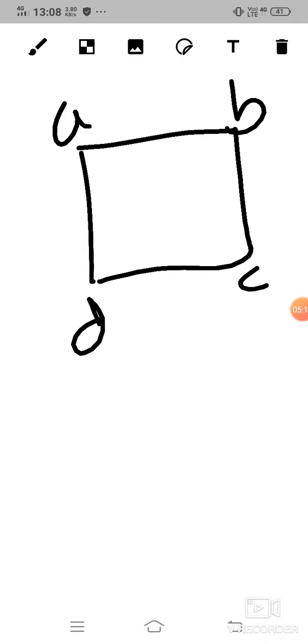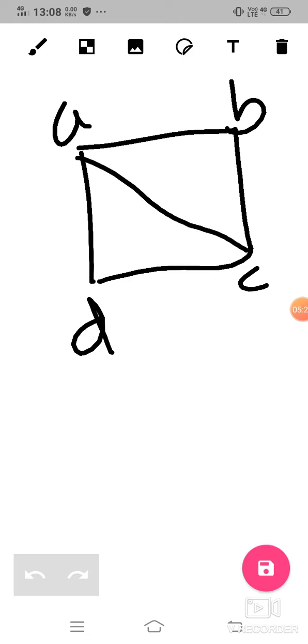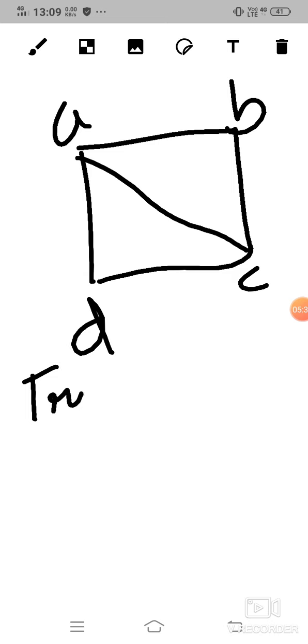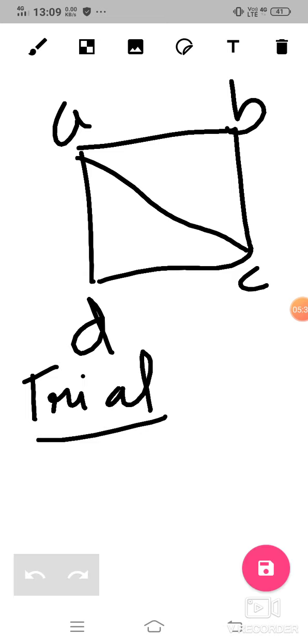So this is the example which we drew already, A, B, C, D. Now I'll join this one. Okay, right. I can write a walk. So now what is the definition of a trial? If all the lines are distinct, then it is called a trial. So now we are going to see an example for a trial, right?